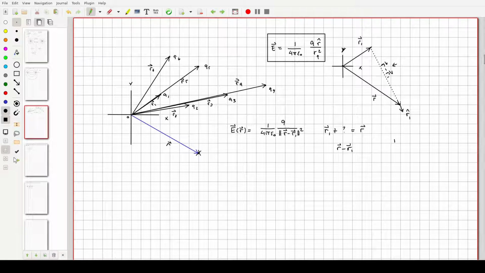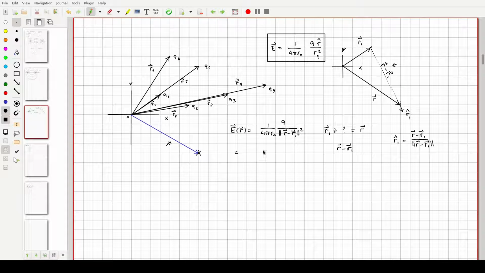R1 hat, the unit vector, is R minus R1. That's the direction it points in. But to make it have a length of 1, we divide it by its length. Okay? You put that into here for r hat.